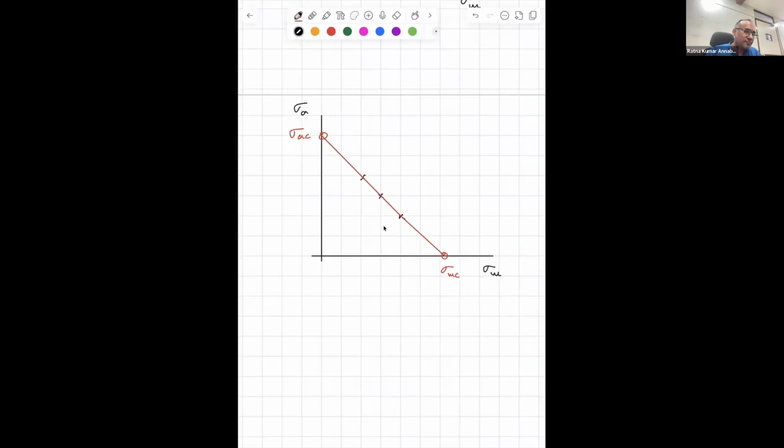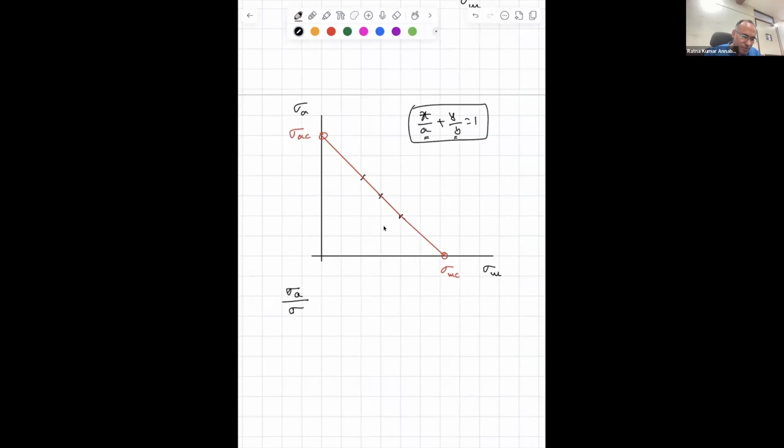What is the equation of this line? Y equal to mx plus c, something like that. There is another form of the equation if I know the x-intercept and y-intercept: x by a plus y by b equal to 1. Do you remember this? Yes, sir. A is the x-intercept, b is the y-intercept. So what can I write?